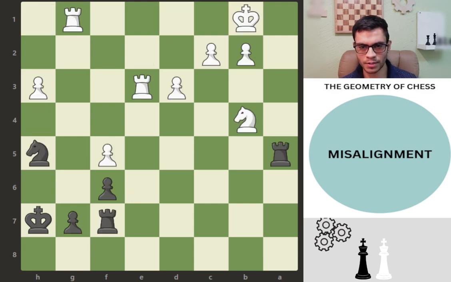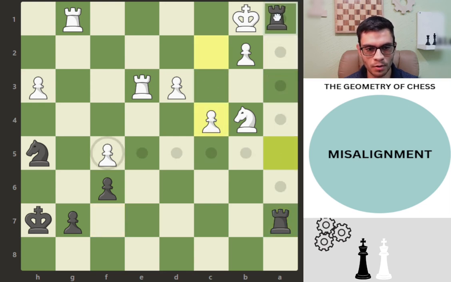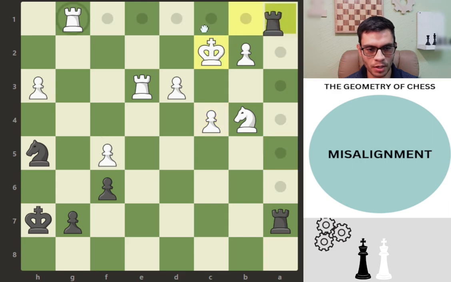Something very similar is happening in this position. You can pause the video now. This is black to play. This king and this rook are on the same rank. So you can exploit this weakness by playing rook a7. Now there is no way to escape this. Let's say white plays c4, and now you can give a check and get the rook.